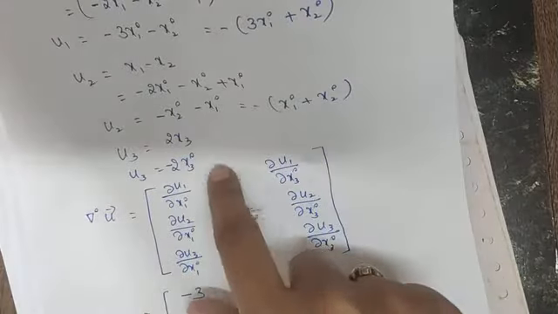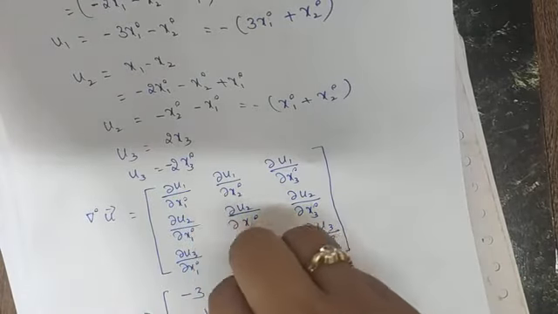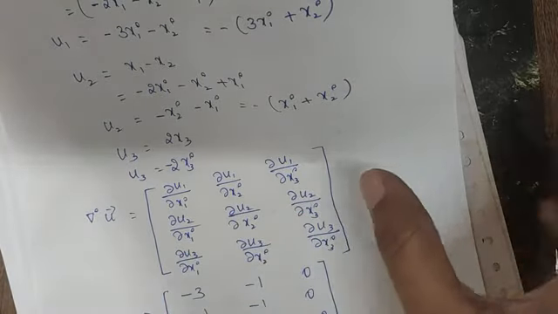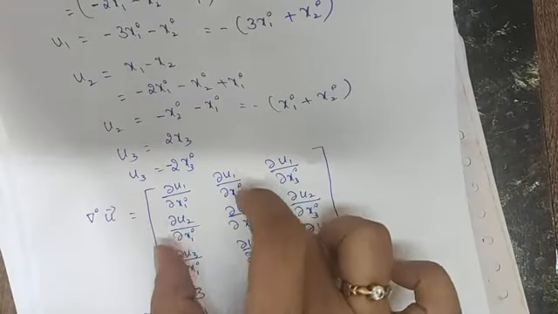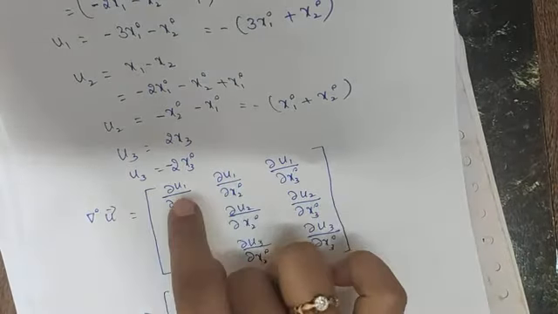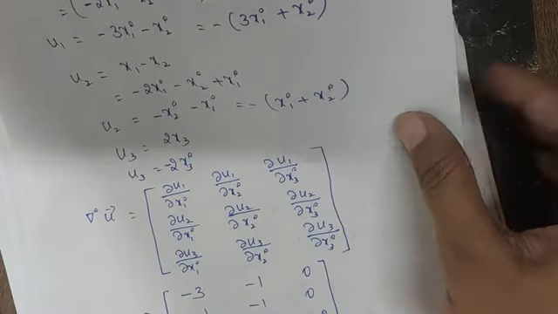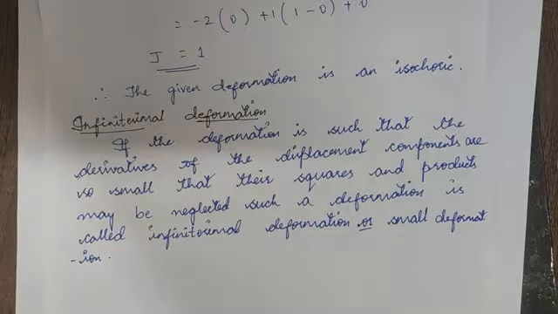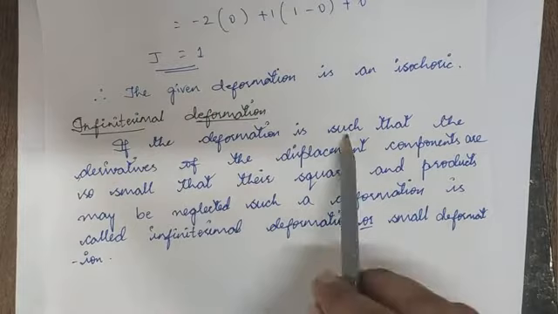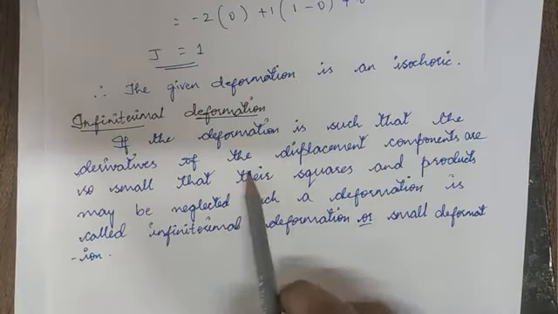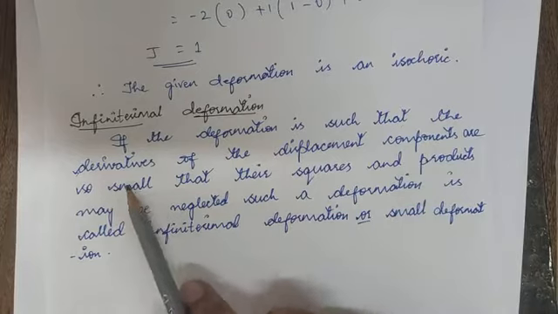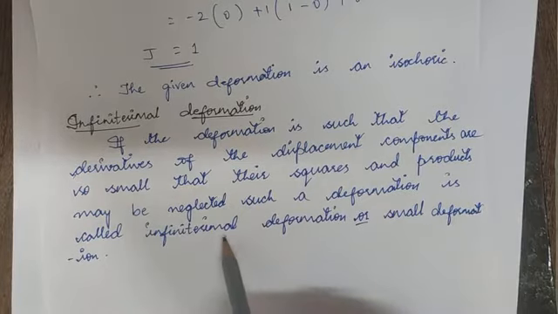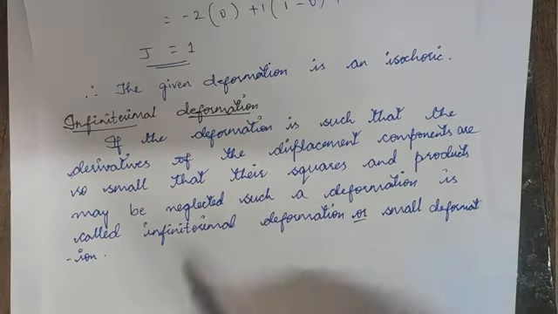If these values are very small, okay, and if their squares and products may be neglected, that much small we are considering, such a deformation we call infinitesimal deformation. I repeat the definition once again. If the deformation is such that the derivatives of the displacement components are so small that their squares and products may be neglected, such a deformation is called infinitesimal deformation or small deformation.